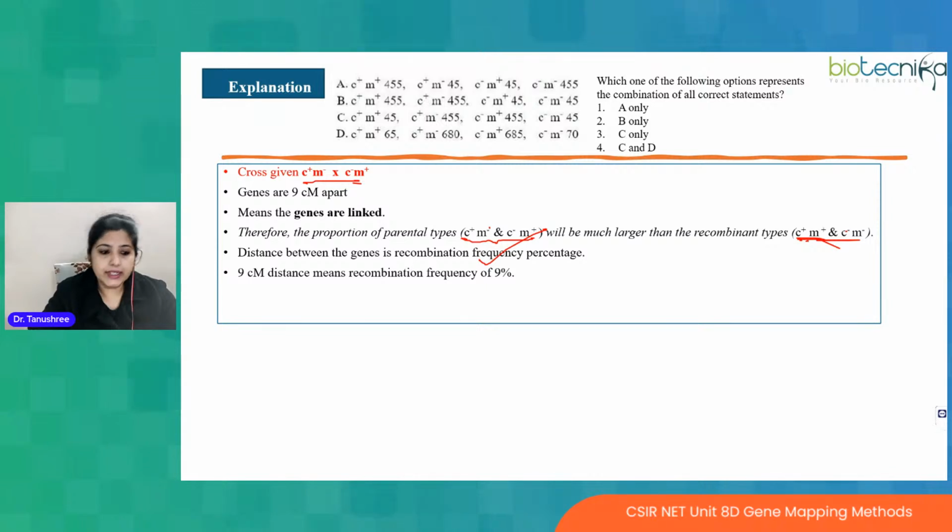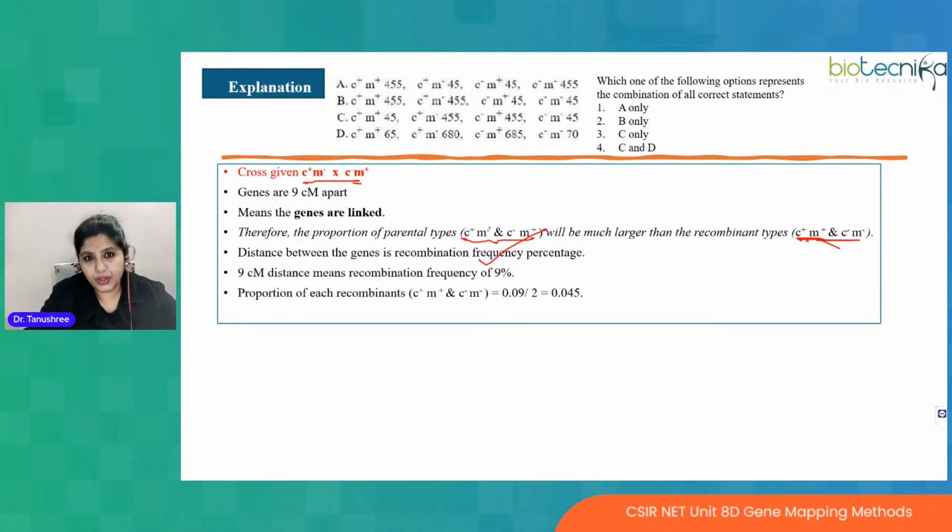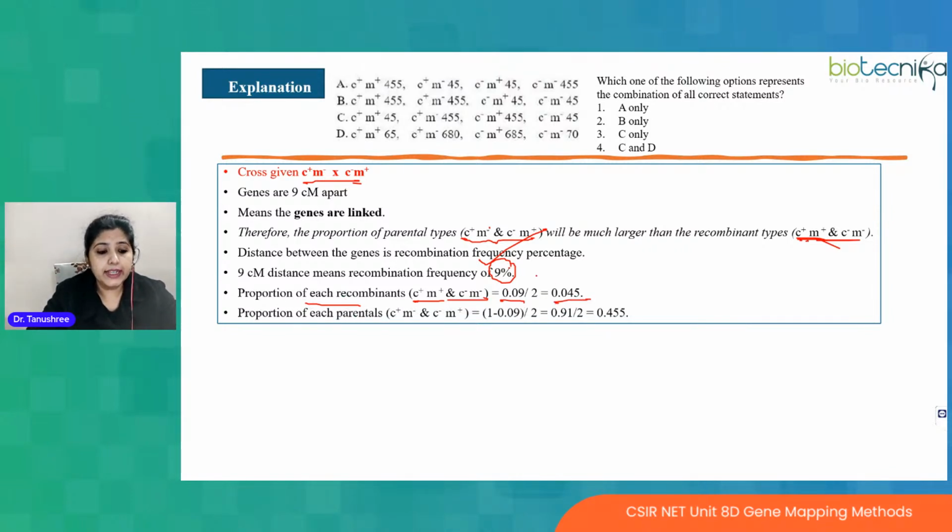Then, as I told you, distance between genes is recombination frequency percentage, and 9 centimorgan distance means recombination frequency is 9%, right? Now, what we are going to do is we will calculate the proportion of each recombinant. Since we are getting two types of recombinants, one is C plus M plus, another is C minus M minus, and the frequency is 9%, which we can write as 9 by 100. So I can write 0.09. So each recombinant proportion will be 0.09 by 2. That gives you 0.045.